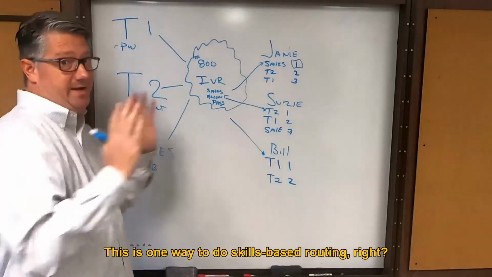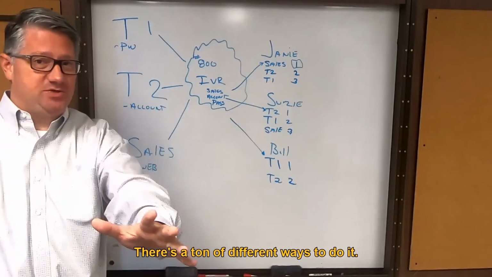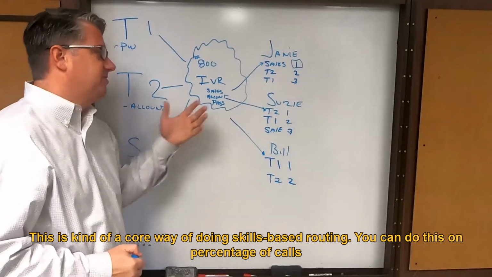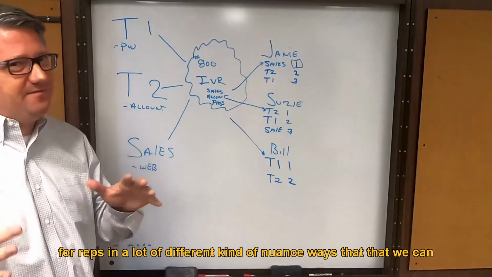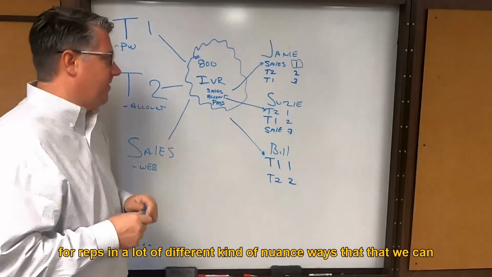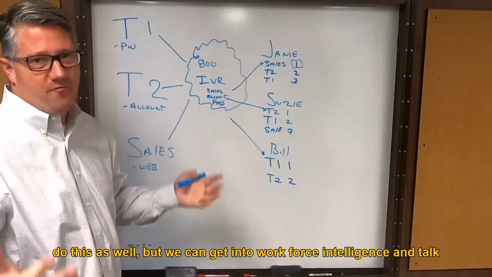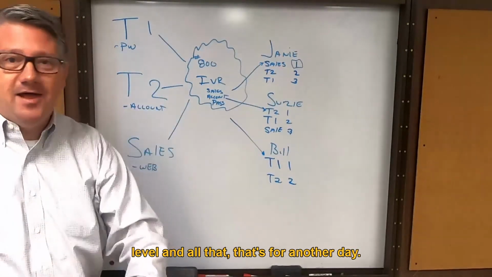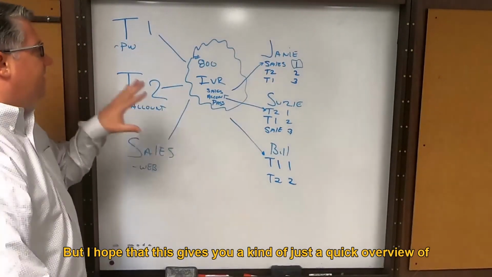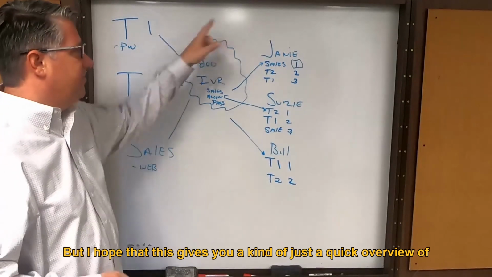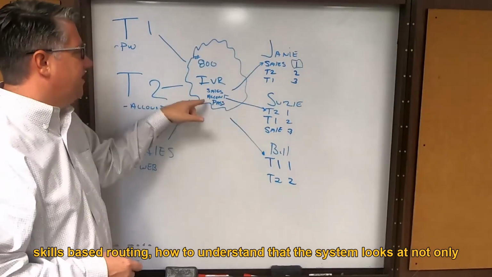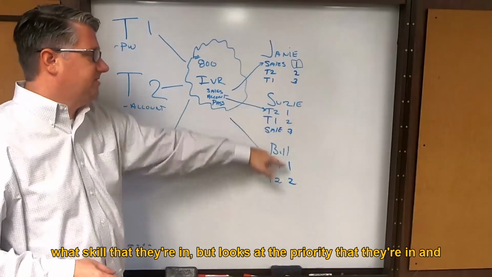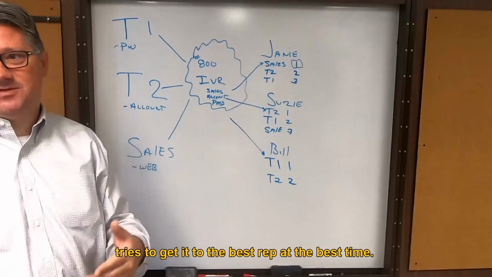Now, this is one way to do skills-based routing. There's a ton of different ways to do it. This is the core way of doing skills-based routing. You can do this on percentage of calls for reps, and there's a lot of different nuanced ways that we can do this as well. We can get into workforce intelligence and talk about how we can move people in and out of skills based on service level and all that. That's for another day. But I hope that this gives you a quick overview of skills-based routing, how to understand that the system looks at not only what skill they're in, but looks at the priority that they're in and tries to get it to the best rep at the best time.